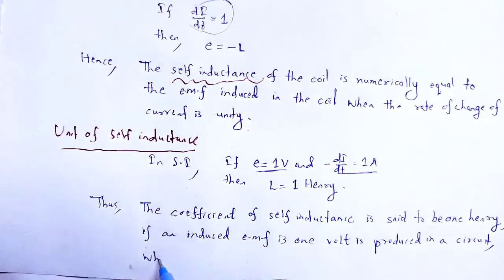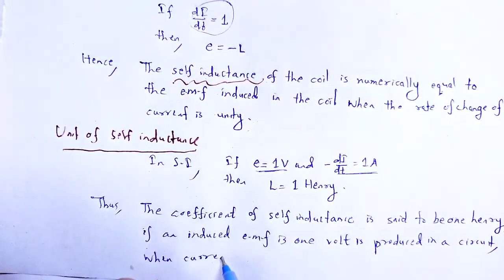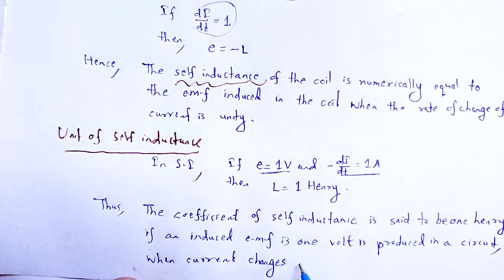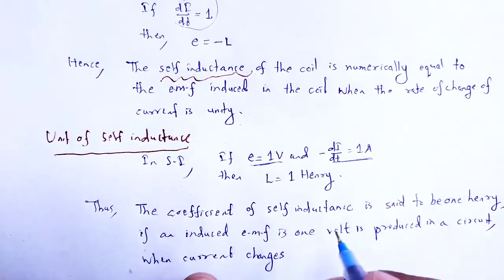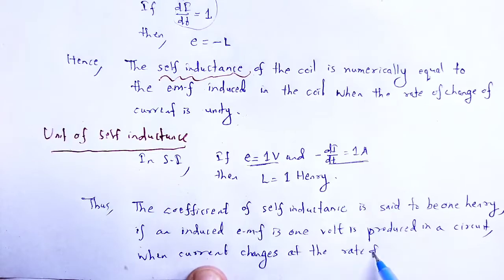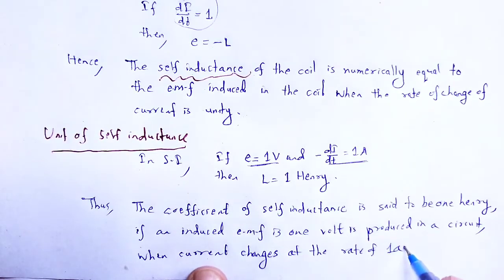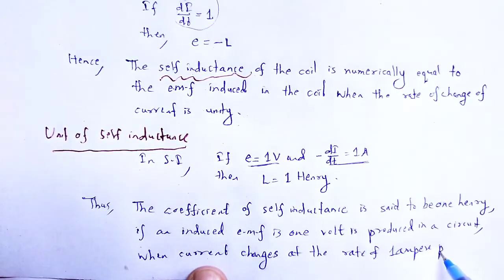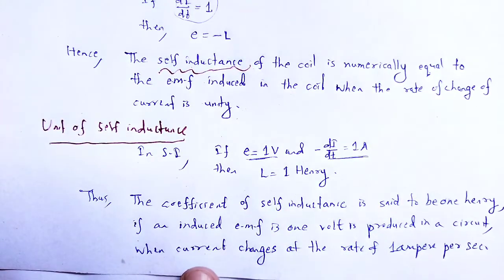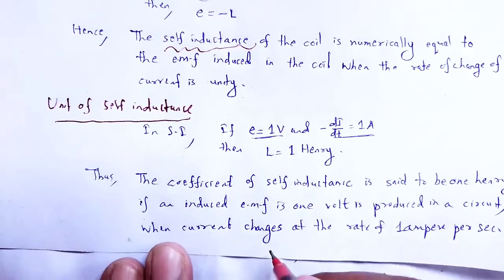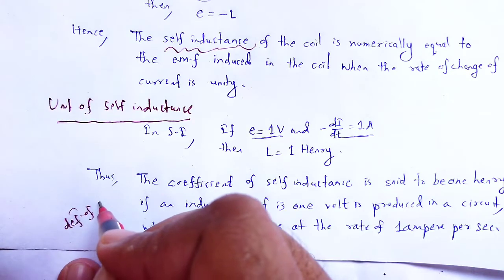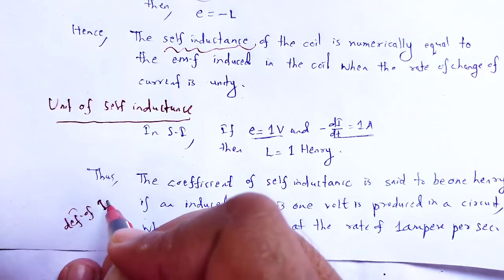When current changes at the rate of 1 ampere per second, that is the definition of 1 Henry.